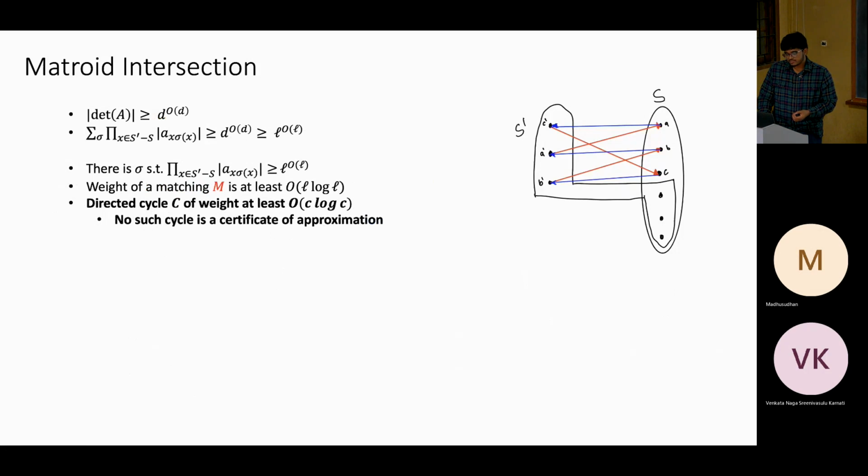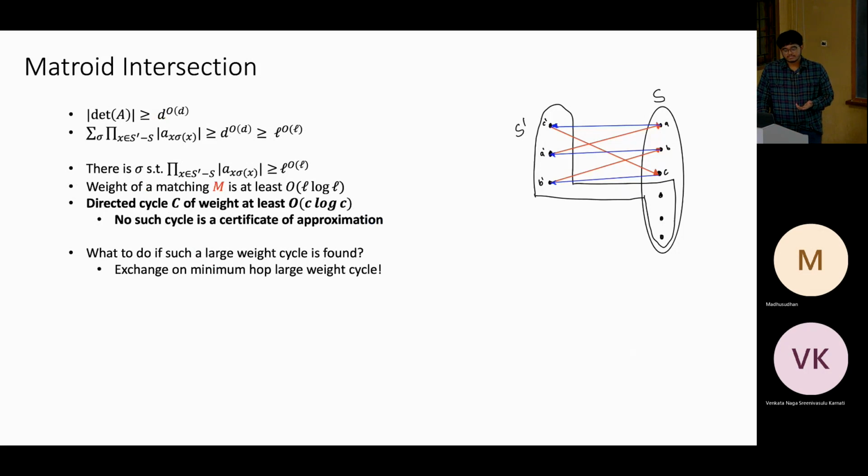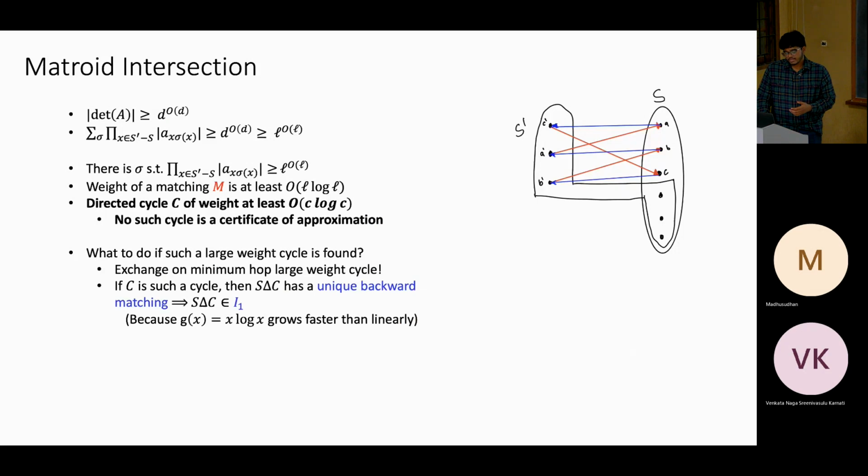And now the question is, what about the other direction? What do I do if I find a large weight cycle? Same, I exchange along a minimal large weight cycle. The notion of large here is that a cycle is large if the weight on it is more than order C log C, right? And first let's prove that after exchanging with such a cycle, at least S delta C stays in I1.